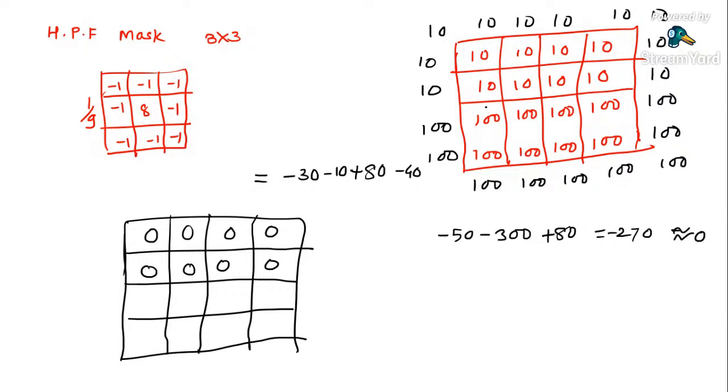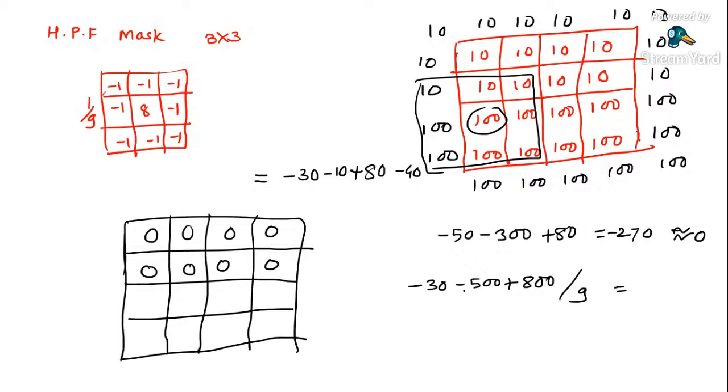Now we can apply the mask at this location. So that mask will be like this. Now perform the operation. 1, 2, 3, 30 minus 30. Then 1, 2, 3, 4, 5 minus 500. And this is 8 into 100, so plus 800, divided by 9. So it is equal to 530 minus 500, 300 minus 270, divided by 9. So the answer is 270 divided by 9, which is 30. So the answer is 30.